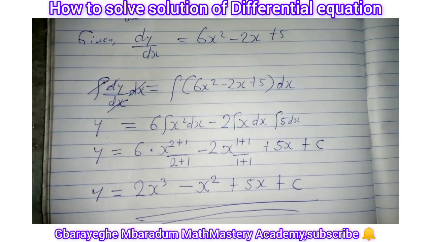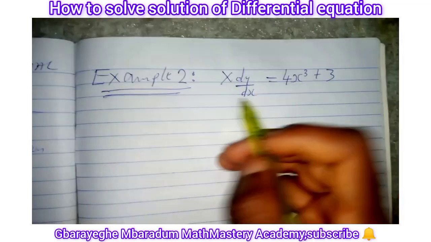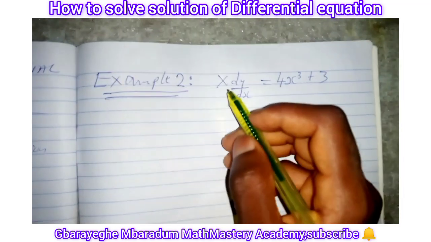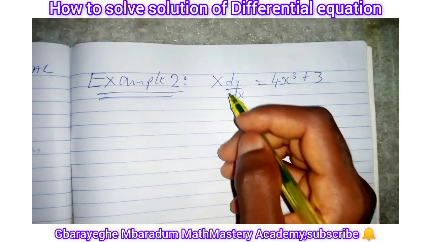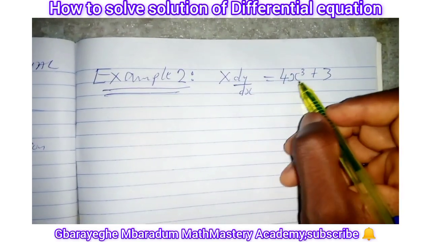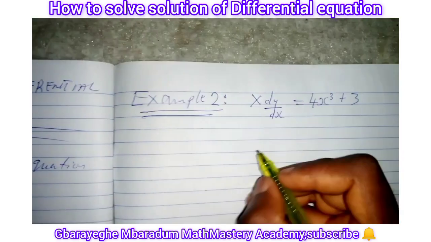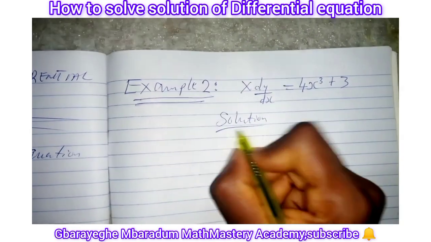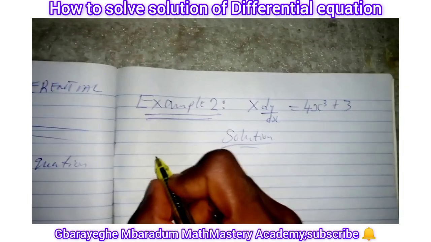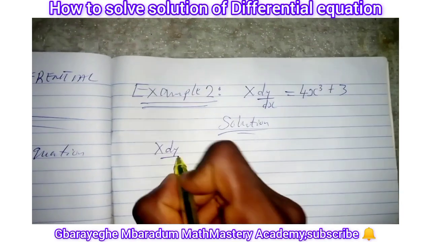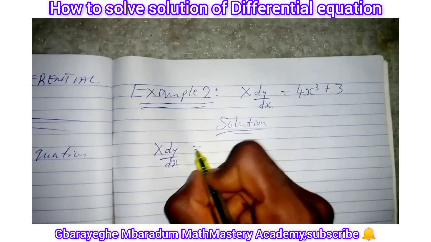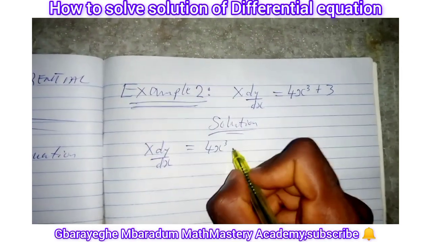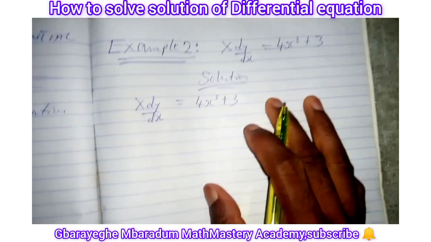Let's look at another example. Our example 2 is giving us x times our first derivative, dy over dx, equals 4x cubed plus 3. How are we going to solve this? Let's look at the solution. Now, we know that it's giving us x times dy over dx equals 4x cubed plus 3.